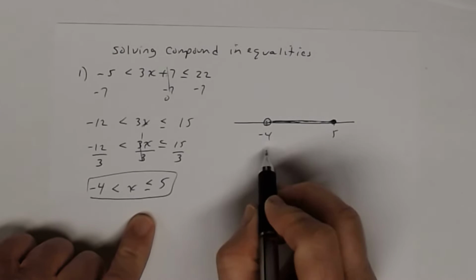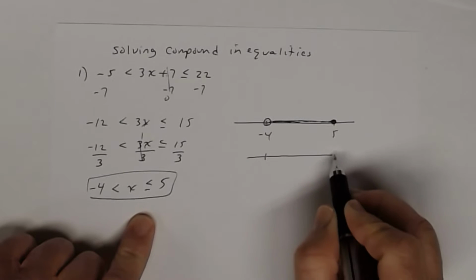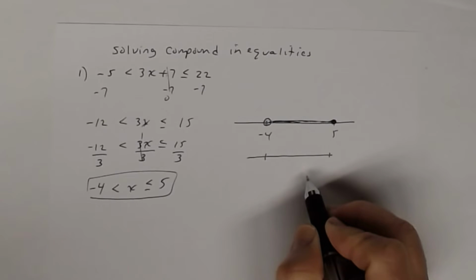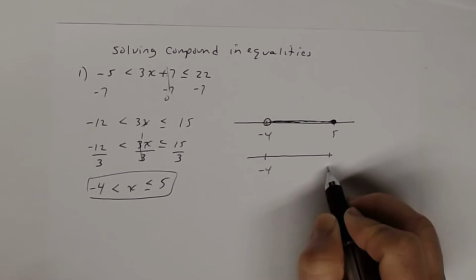Now, if you wanted to, instead of using open circles and closed circles, you could use parentheses and brackets.